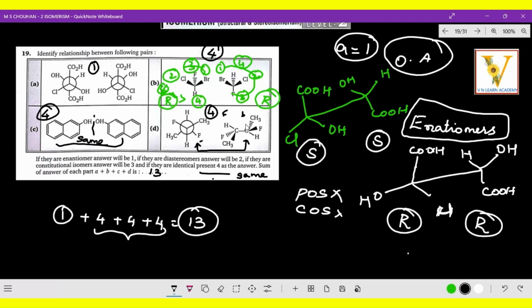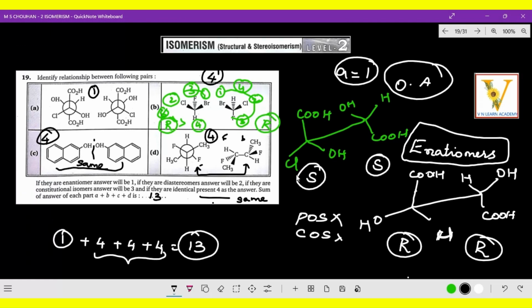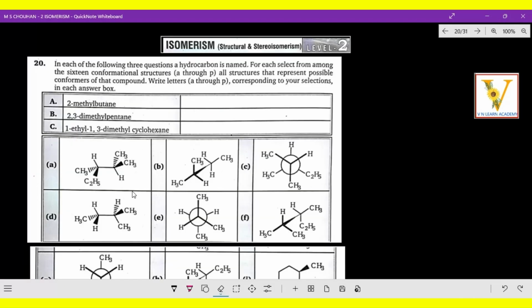Mainly they are asking about this question, RS configuration and Newman's projection, how do we identify, right? Come on, let's go to the next question. It looks something different, but it is so easy. We have to identify the name of the compound. They have given a different structural way, but we have to identify the name of the compound. That is what it has mentioned.